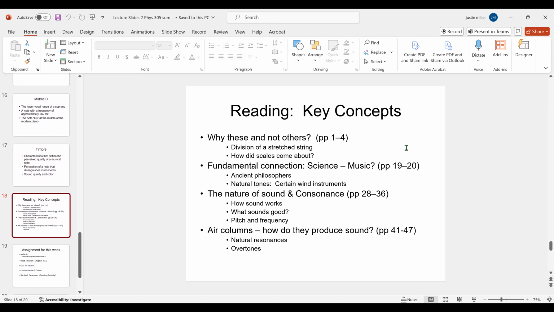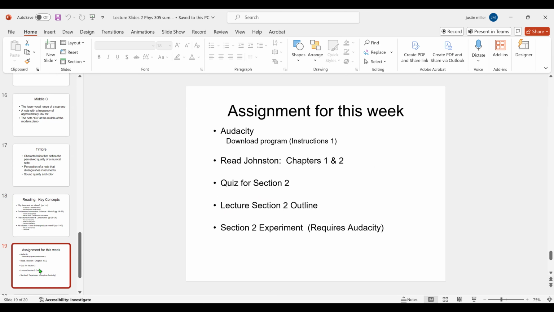So the reading, chapter 1, chapter 2, I'm going to go through some of the key concepts here: 1 through 4, 9 through 20, 28 through 36, 41 through 47. Some of this is historical, but some of it reinforces things that we have just discussed now. So do some reading. And then we've got the assignments for this week.